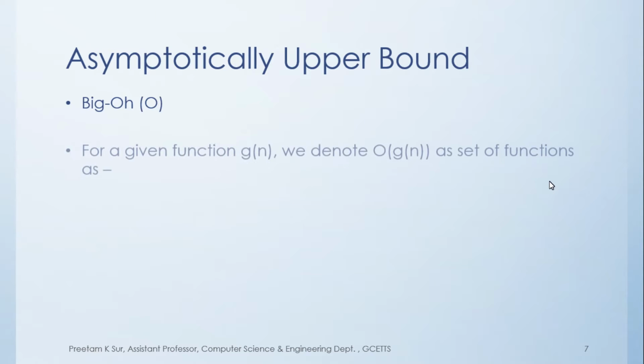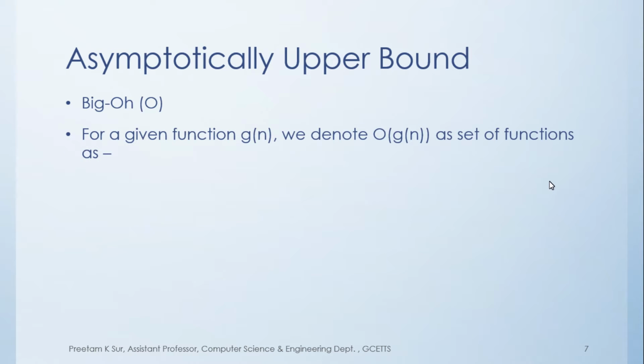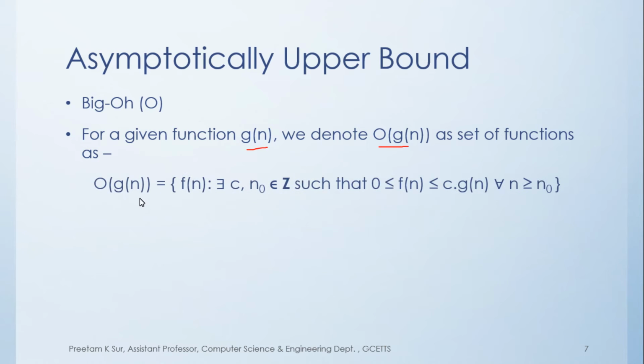The asymptotic upper bound is formally defined as follows. For a given function g(n), we denote order of g(n) as a set of functions. How is the set defined? The order of g(n) is the set of functions f(n) such that there exist two positive integers c and n0 such that 0 is less than or equal to f(n), which is less than or equal to c times g(n), for all n greater than n0.